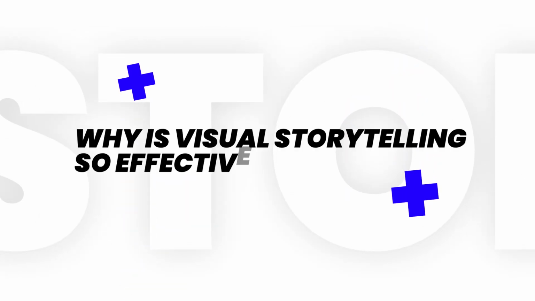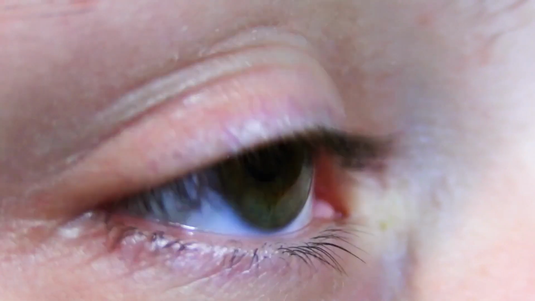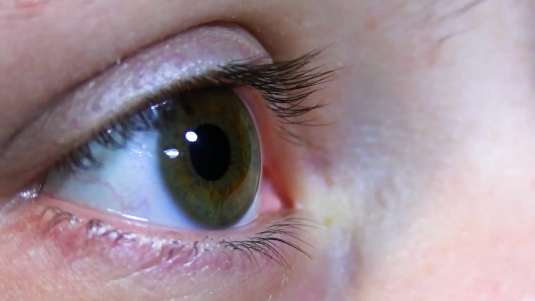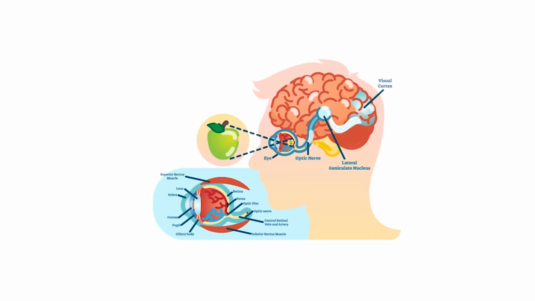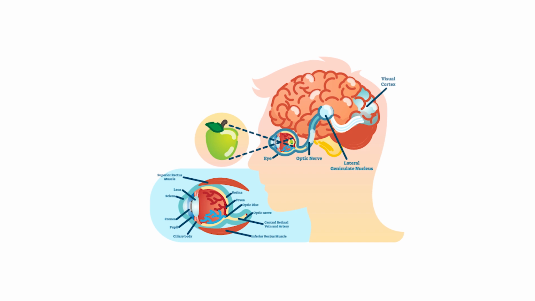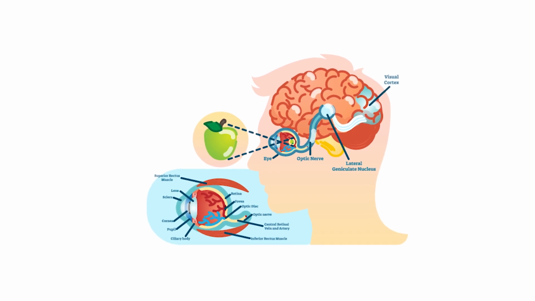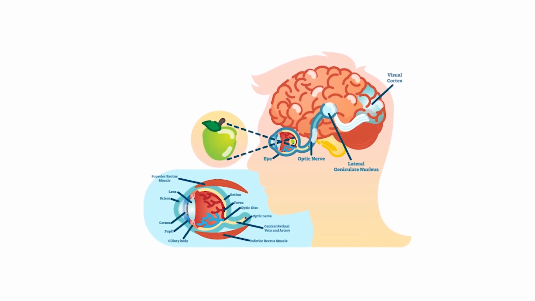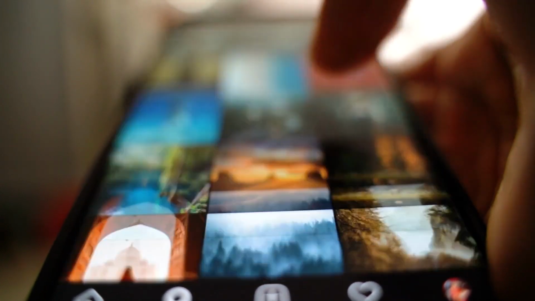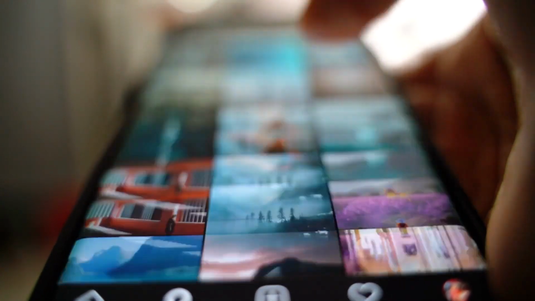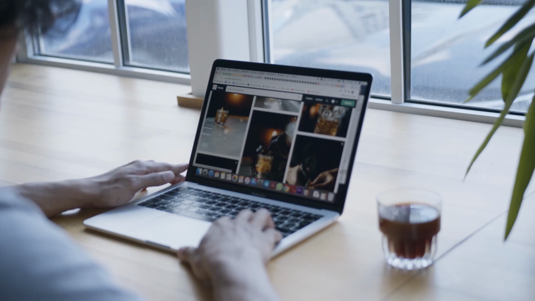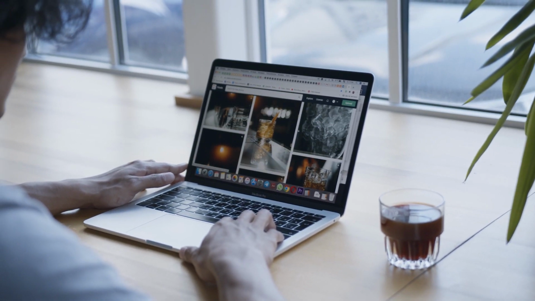Why is visual storytelling so effective? It's no secret that humans are visual creatures. The human brain dedicates 30% of the cortex to visual processing, compared with 8% for touch and 3% for hearing. Research suggests that people can remember over 2,000 pictures with at least 90% accuracy over a period of several days.